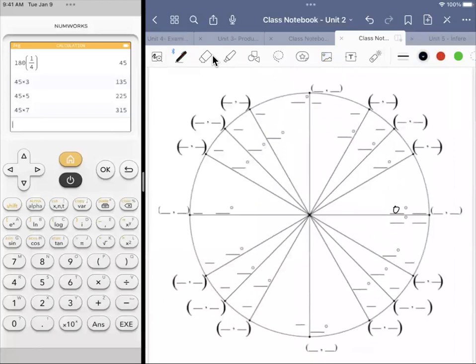Start off at zero, increase by 30, 15, 15, 30, 30, 15, 15, 30, increase by 30, 15, 15, 30, increase by, you guessed it, 30, 15, 15, 30. All right, so now I have all my angles.